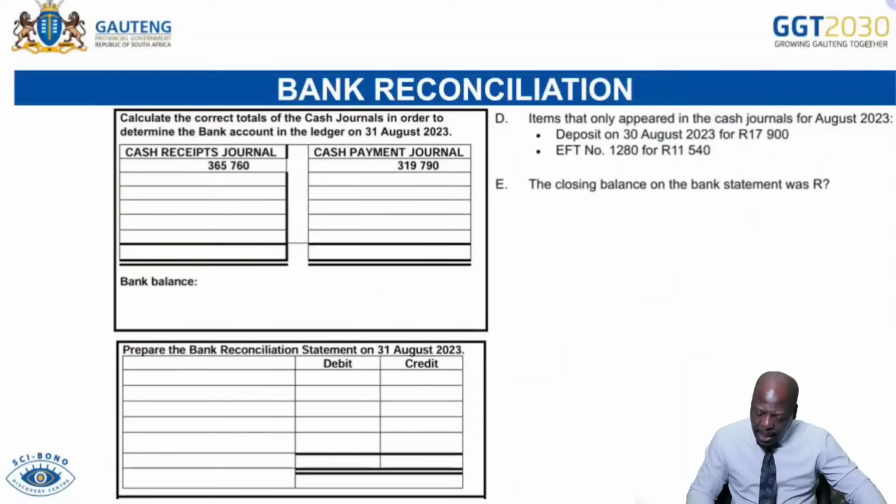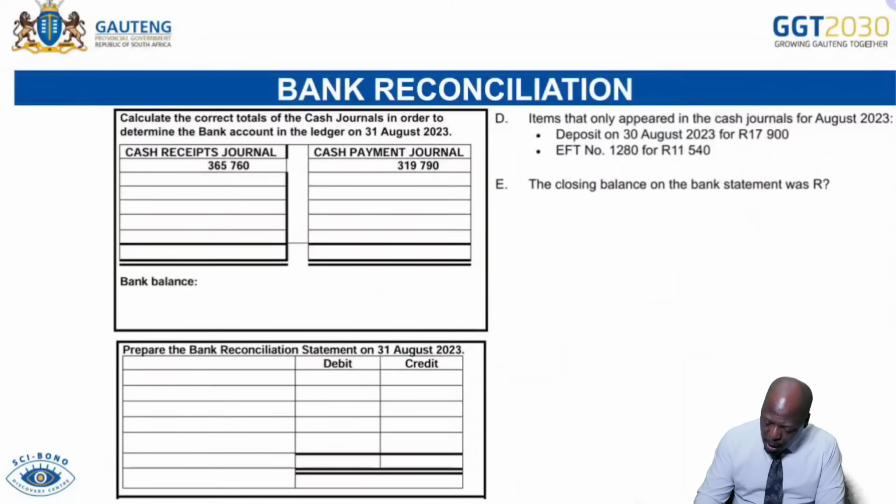Then we're told items that only appeared in the journals. So these are items that appear in the journals. Journals are prepared by us. So we have recorded certain amounts in our journals, and that appear only in our journals. That means these items must be recorded now in the PRS according to key number one. Okay, so format is of great importance. You need to know your format.